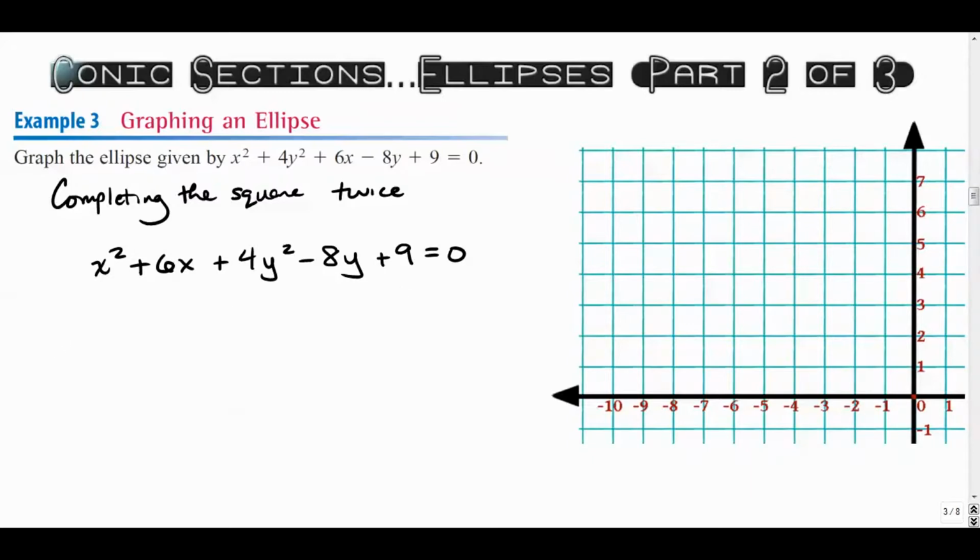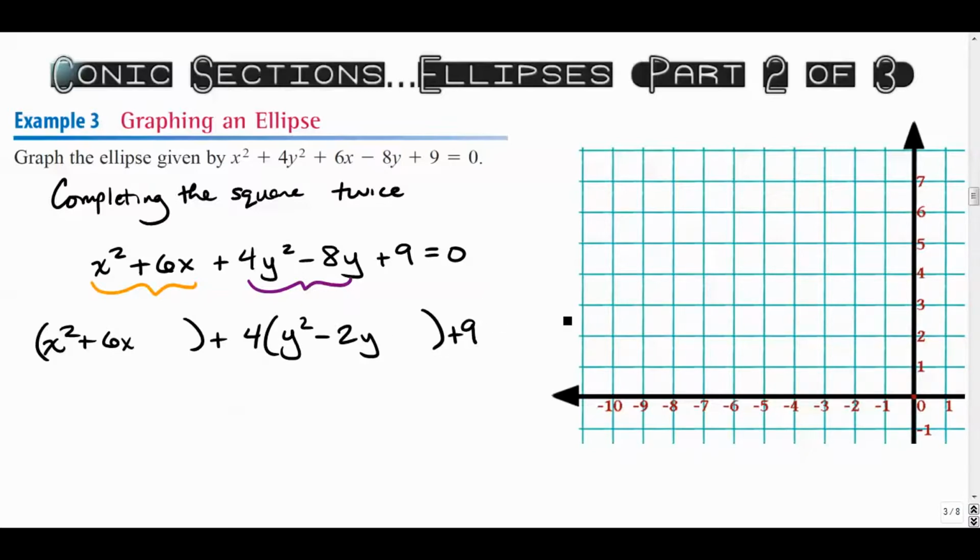So here's what we want to do. We want to work with the x's separately from the y's. We're going to complete the square with the x's, which means we want to go x squared plus 6x, leave a blank spot, plus we're going to take the greatest common factor of the coefficients of 4y squared and 8y, which is 4. You're not going to take a y out. We're going to leave y squared minus 2y, leave a blank spot, plus 9, equals 0.